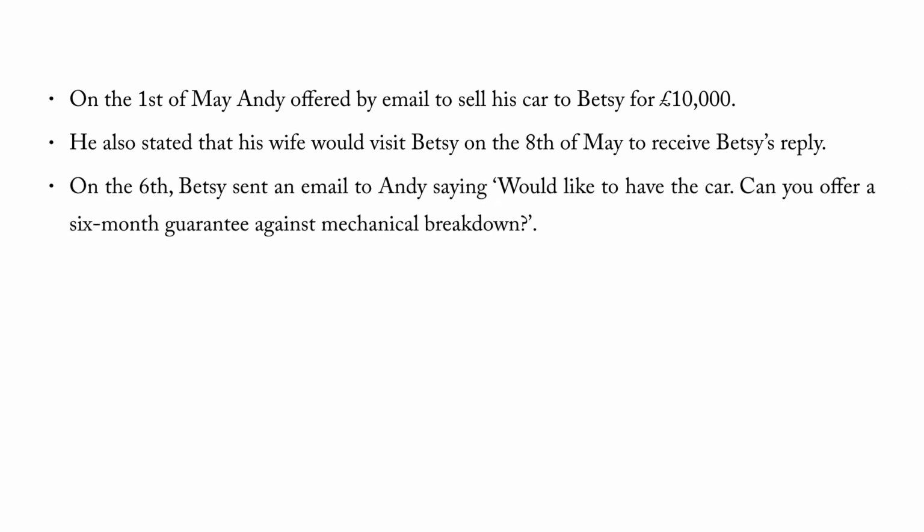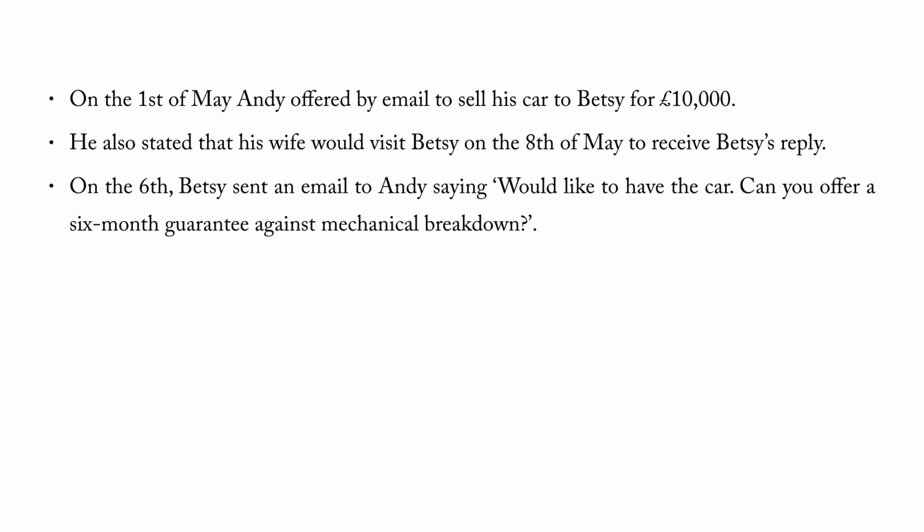On the 6th of May, Betsy sent an email to Andy saying, "Would like to have the car. Can you offer a 6-month guarantee against mechanical breakdown?" Now, at this point, what you are able to see is before the 8th of May, Betsy has sent over an email with a particular statement. The first thing you might note is this communication has happened before the 8th of May deadline, and before Andy's wife has visited Betsy. On top of that, while it might not be by the prescribed method as such, it has been by the same method that Andy used to communicate the offer. Or rather, you can even look at it as being more expeditious than the method prescribed by Andy.